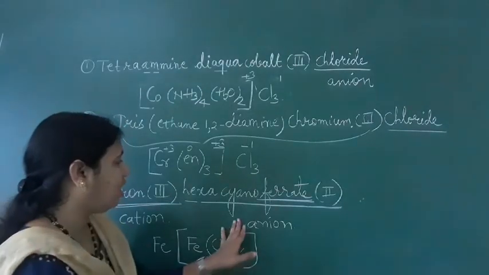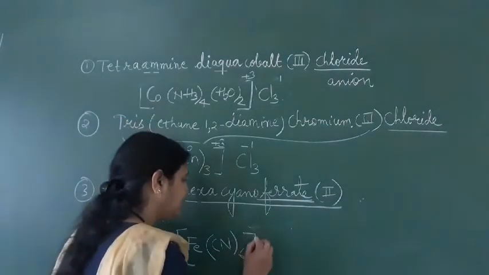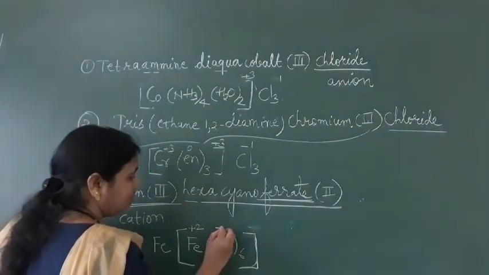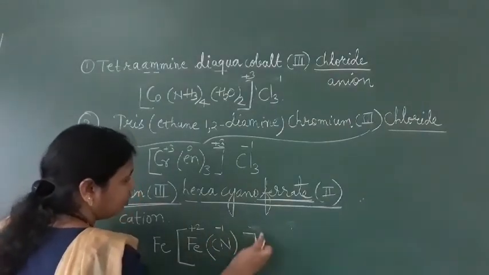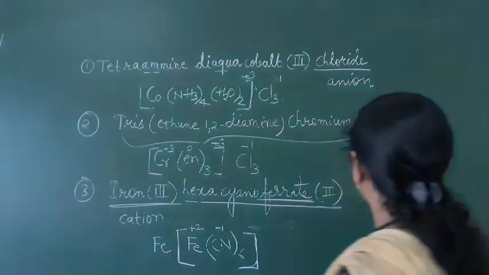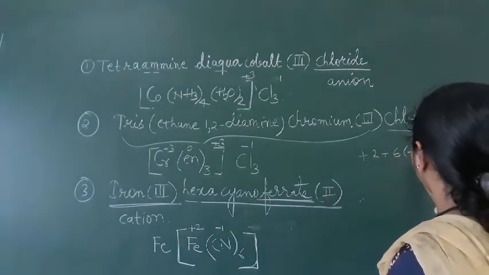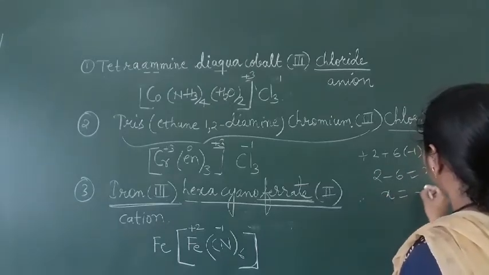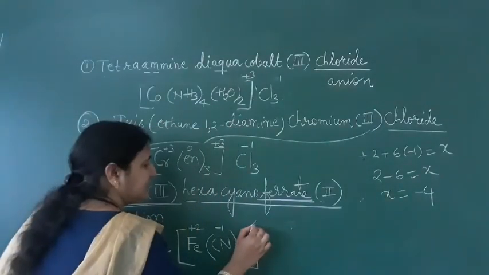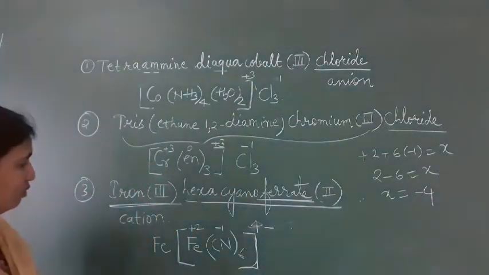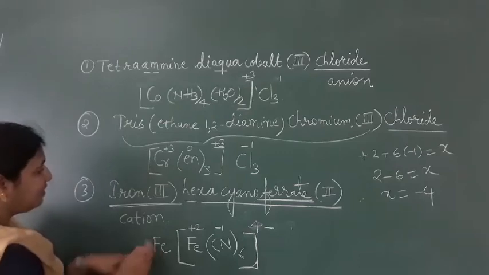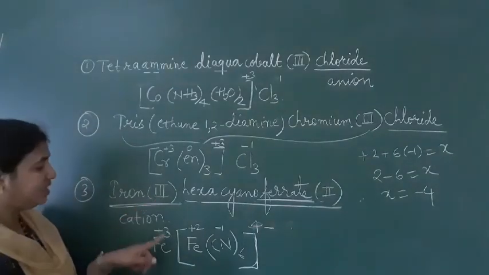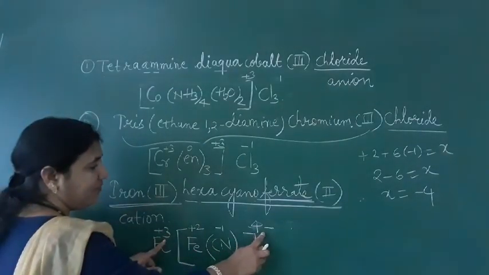What is the charge here now on this anion? This is Fe, oxidation state +2 given. CN is what? -1. How many are there? 6 are there. So total charge how we find out? This is +2 plus 6 times -1 is equal to x here. So 2 minus 6 is equal to x. So x will be what here? -4. So the charge is 4 minus. And for this Fe outside, what is the charge? Given here 3. This is Fe+3, oxidation state +3. This is +3, this is 4 minus.